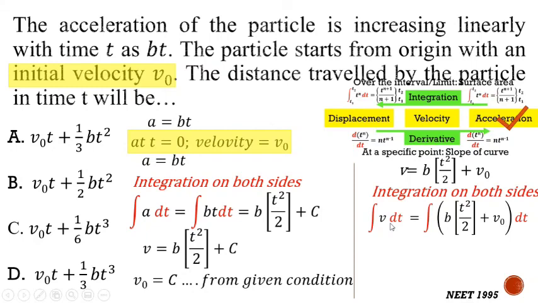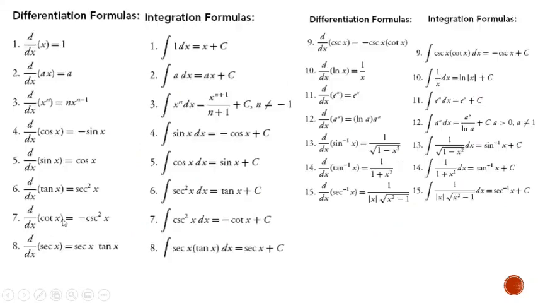Here integration of v dt is nothing but displacement or distance. Distance equal to, now let us take the integration: increase power and divide by power. By increasing the power it will become t cube and dividing by the power is multiplying by 1 over 3. That means bt cube by 6, and for the constant term the integral will be v0t. Here the correct option is bt cube by 6 plus v0t. So bt cube by 6 plus v0t, C is the correct option.